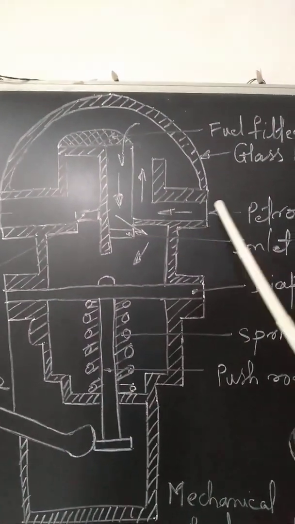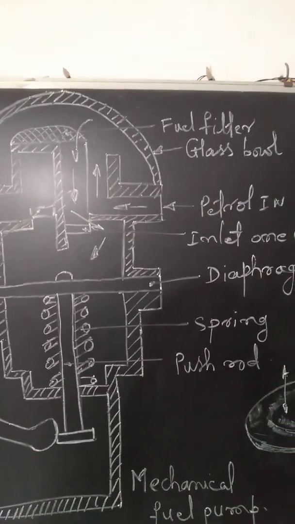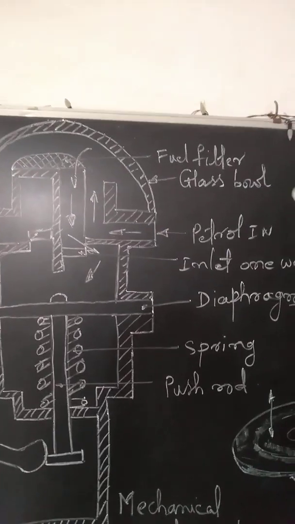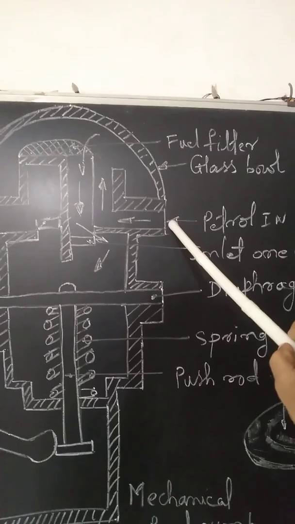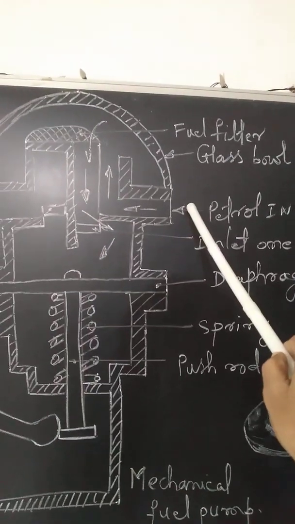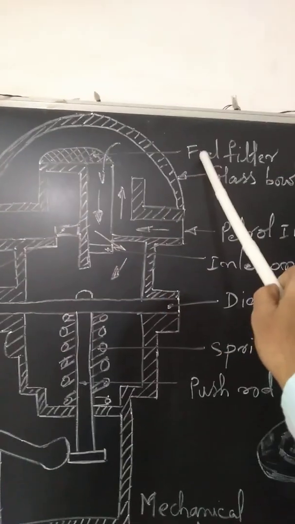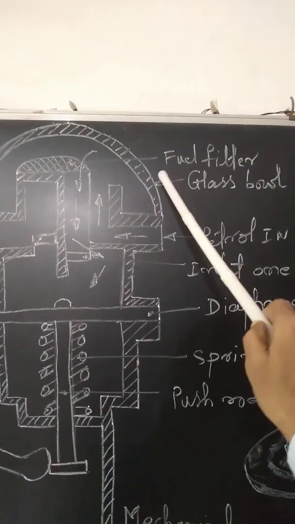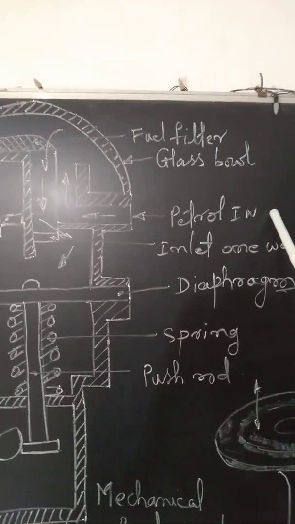This is connected to the petrol tank, which is far away, on the rear of the passenger car. From there it is connected by a hose pipe connection over here. Now in the mechanical fuel pump, the fuel enters from here and it moves over here. There is a fuel filter. The main components are, this is a fuel filter, outside is the glass bowl. From here the petrol enters.